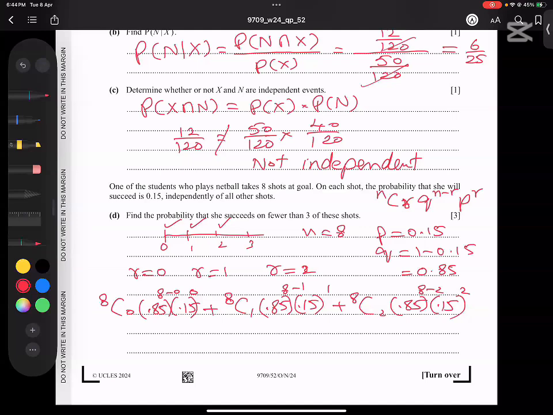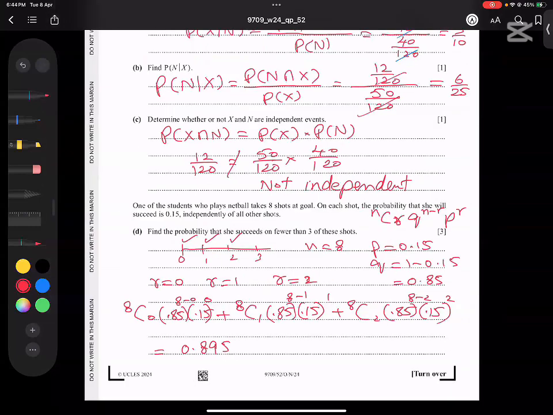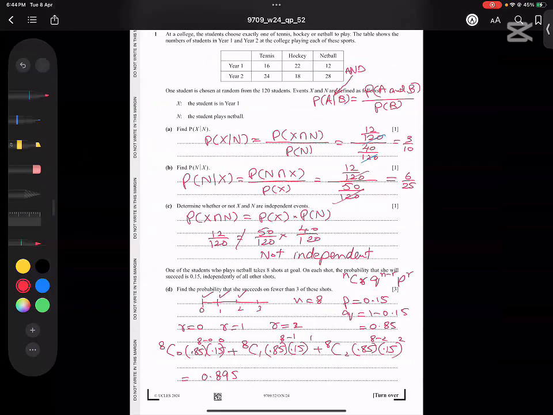Now I'm going to type it in the calculator. If I type it all together, 8C0 is 1, something to the power 0 is 1. You type this, and then 8C1 is 8. If you type this all together, the answer we are getting is 0.895. So I hope the concept is very clear, and question number 1 is completely over.